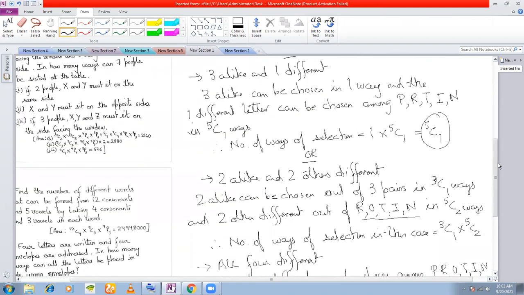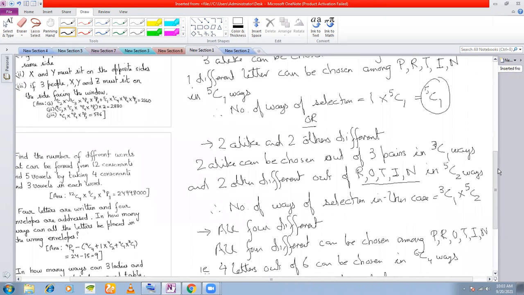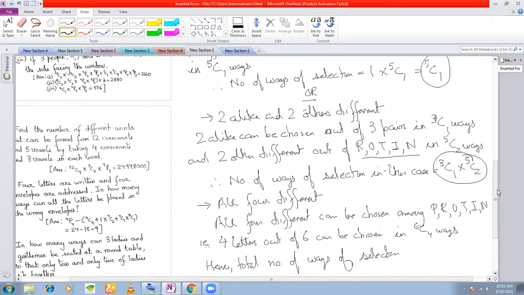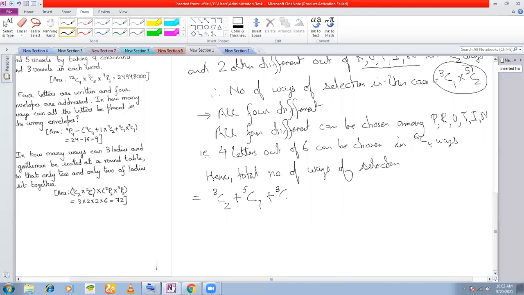Next case is this one, 3C1 into 5C2. And plus the last case is all four different, 6C4. Okay, so 3C2 is 3, 5C1 is 5, plus you have 3C1, 5C2 you can find by 5 into 4 by factorial 2, which is 2, plus 6C4, which is also 6C2.